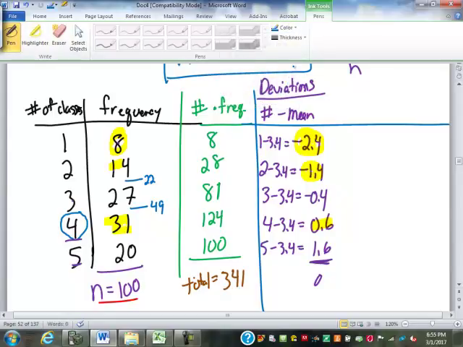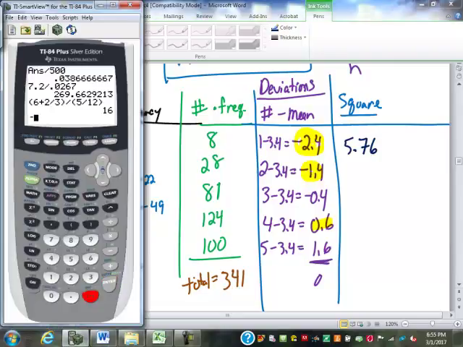Now, if you recall, our next step was to do what? Square them. Negative 2.4 squared is a positive 5.76. Remember, whenever you square any number, it's always positive. If you enter that in your calculator wrong, if you do negative 2.4 and hit x squared, it's going to try to tell you it's a negative 5.76.